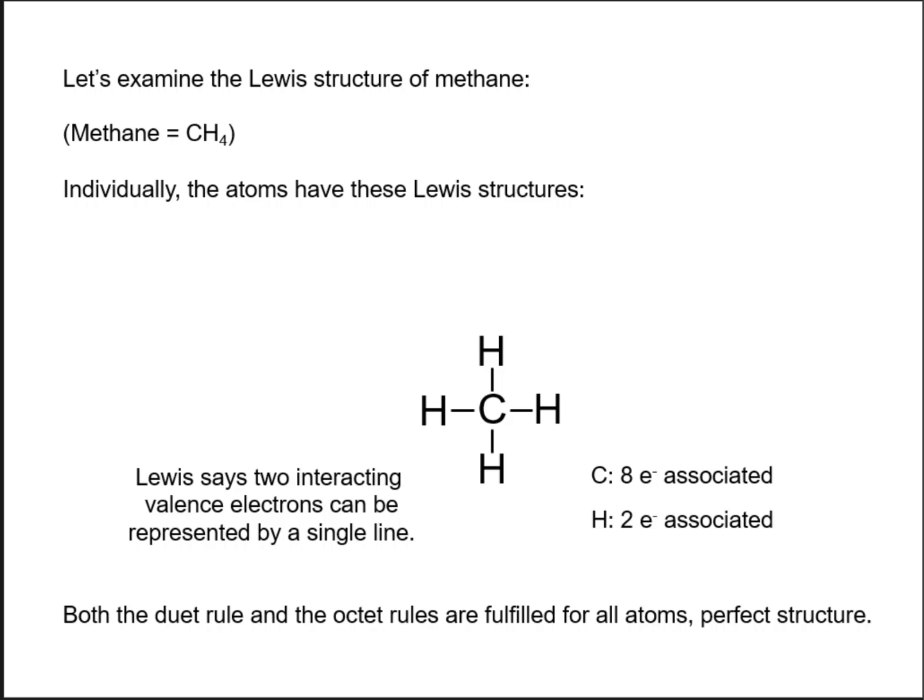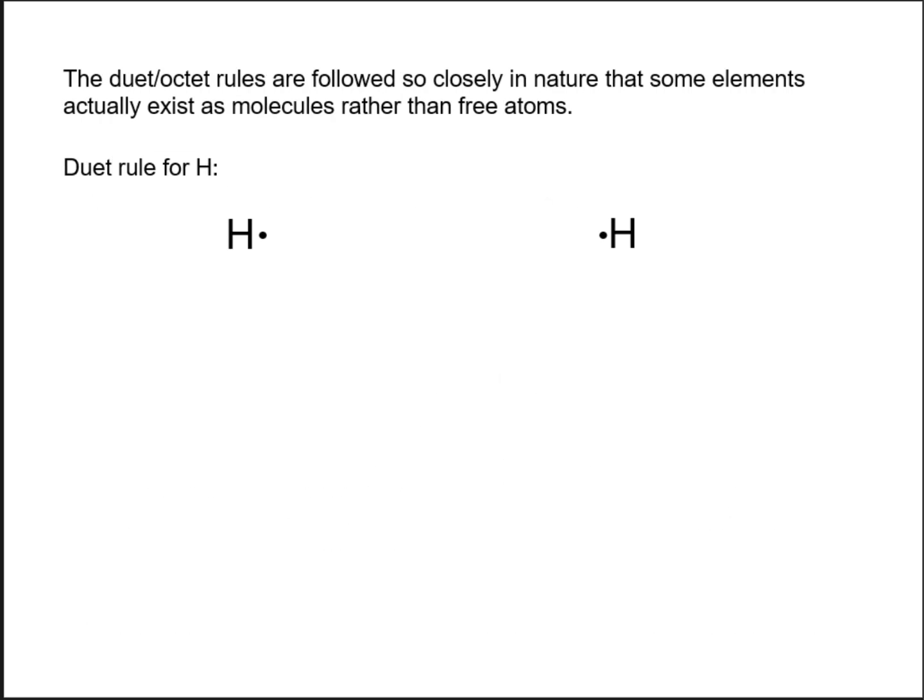Now some of these duet and octet rules, you know, they're followed in nature. Remember how we talked about diatomic molecules? So here is an example. For the molecule of hydrogen, H2, it's composed of 2 hydrogens. Each hydrogen has 1 valence electron. So when they share this electron, H2 is formed.